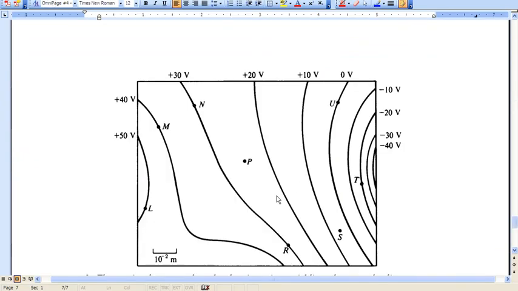Sorry, actually, this might be a different one for you, where you have these equipotential lines, and you have to figure out which way the field goes. Remember what I said in class, that the field points perpendicular to the equipotential lines. So like over here at point T, the field would point this way. Over at R, it would point this way, etc.